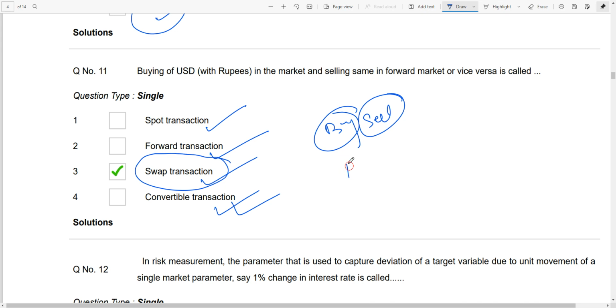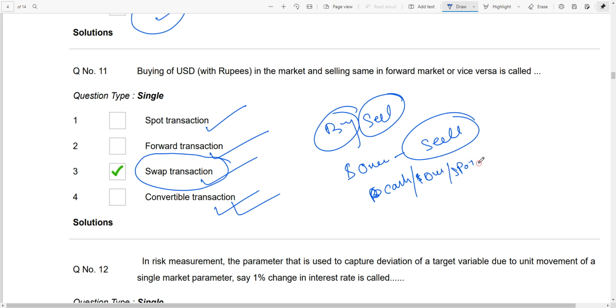Buy on spot basis, maybe buy on cash, Tom, or spot basis, anything they can do. So one deal will be buy, one deal will be sell in future. It may be cash, Tom, spot, and the second deal will be a future deal. So these deals are called swap transactions. Two deals are involved: buy, sell, simultaneous buy and sell.